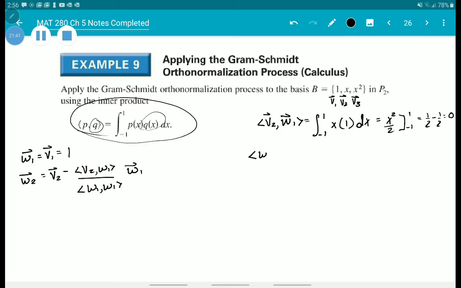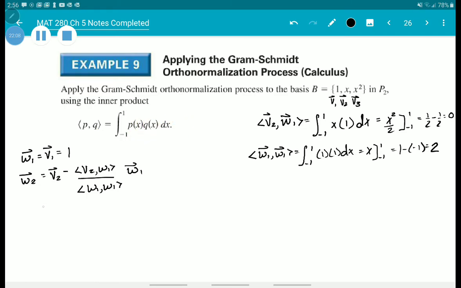And then we also need to find W1 with W1. W1 is 1. So if I integrate 1 times 1 dx, integrating 1 gives us x, going from -1 to 1. And we're going to get 2. So this piece becomes V2 minus the inner product of V2 and W1 over the inner product of W1 and W1 times W1. So we're just going to get x for that.